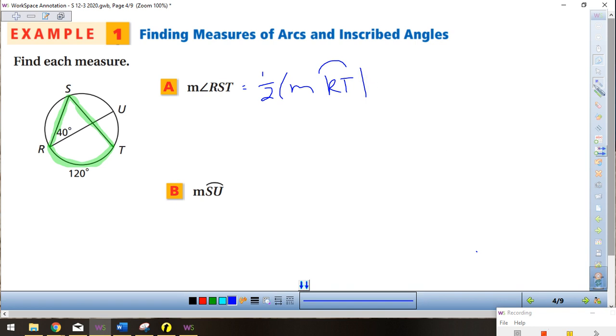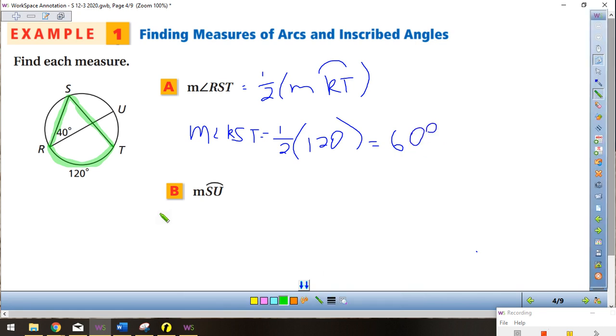What that means is I'm going to cut this arc in half. So the measure of angle RST equals 1/2 of 120, which is going to give you 60 degrees. It's as easy as that. So this angle right here is 60 degrees.